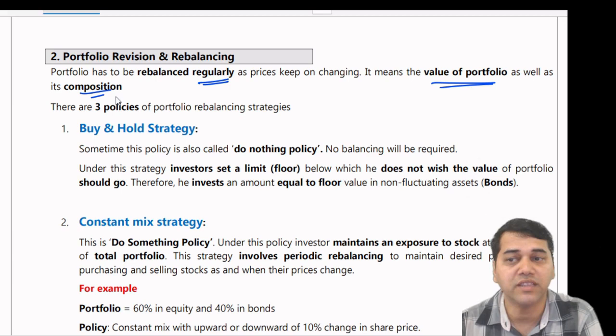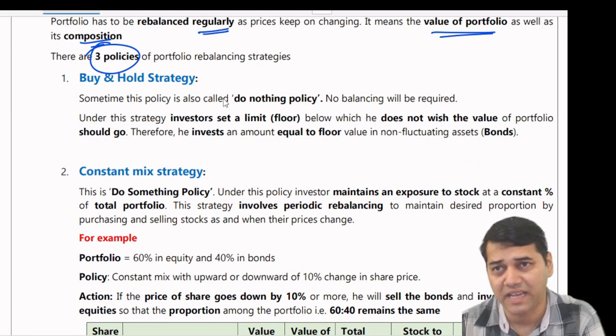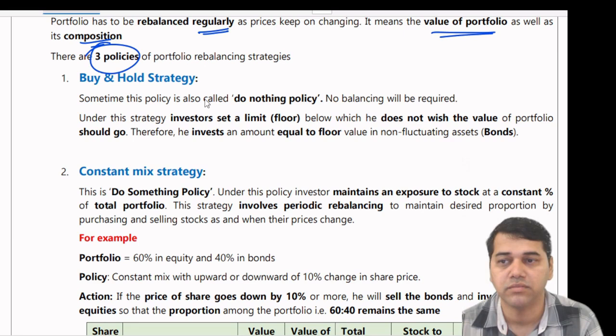So there are three policies or strategies for portfolio rebalancing. One is the Warren Buffett method, the buy and hold strategy. Whatever happens on the earth, don't bother. Study that well and just stick to it. It is a do nothing policy, but you need to track it. Do nothing means don't forget it.